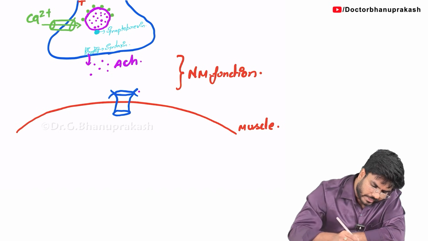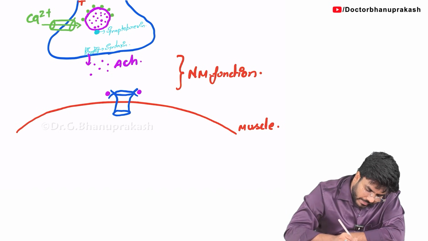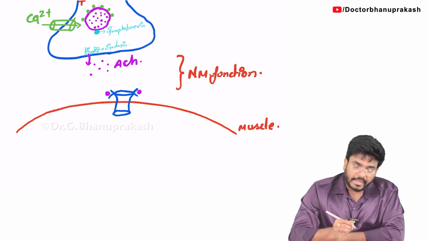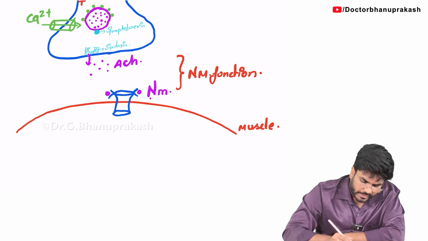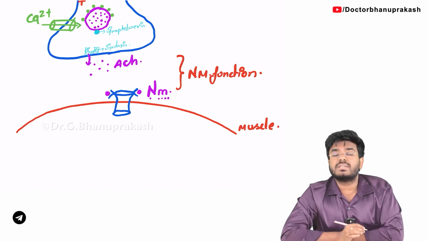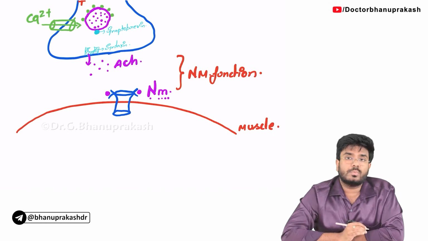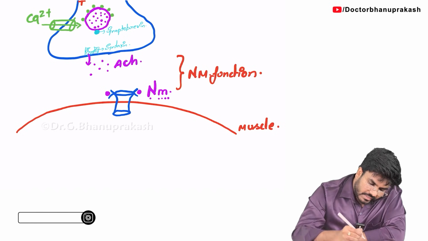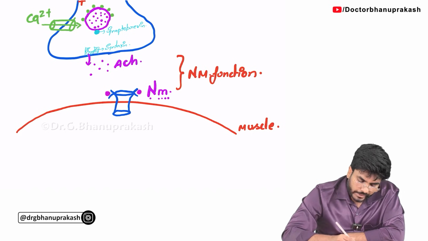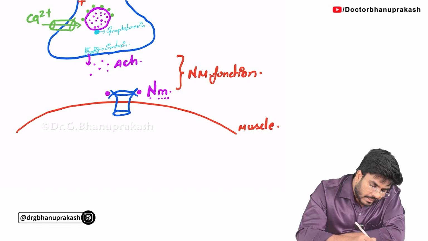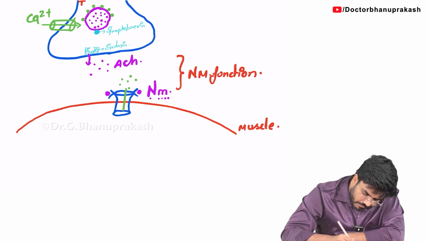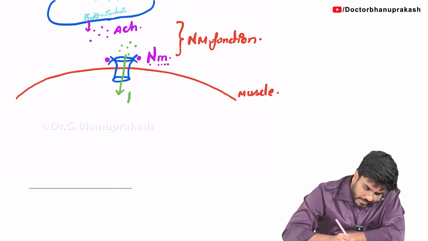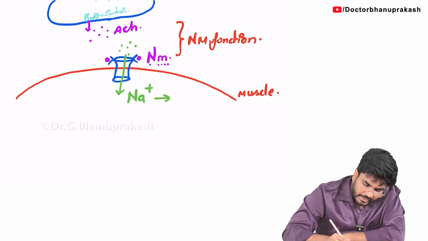Now this acetylcholine will come and bind with the receptor. The name of this acetylcholine receptor is the NM receptor. NM stands for nicotinic receptor on the muscle, the nicotinic receptor at the neuromuscular junction. Whenever acetylcholine is available, it is going to open this ion channel so that the sodium ions which are outside the cell will start to come into the cell. Sodium is a positive charge which will lead to depolarization of the muscle.